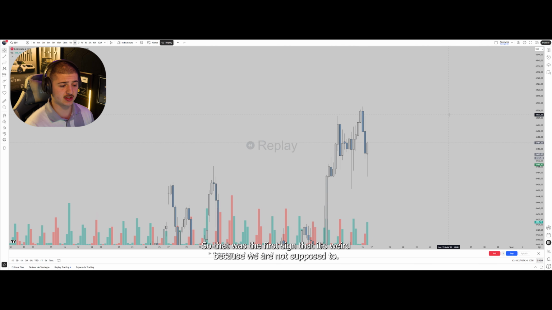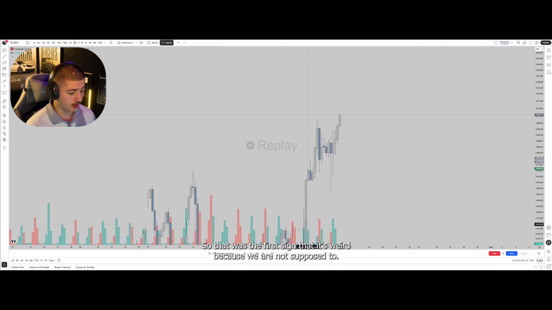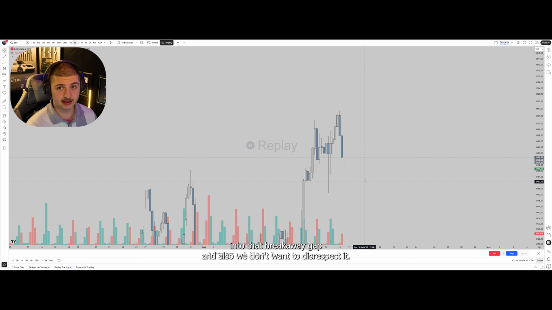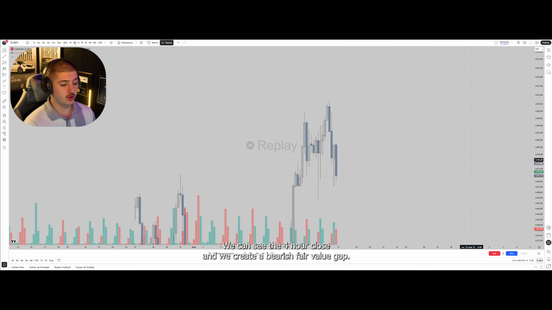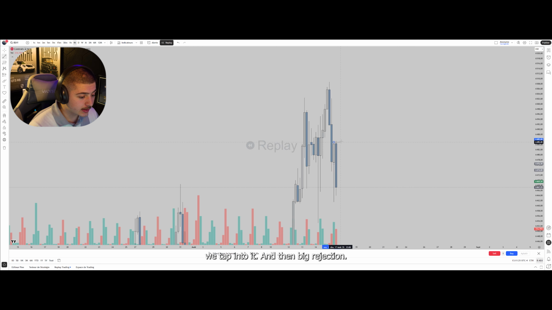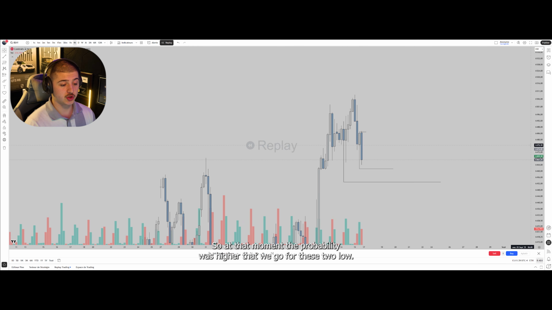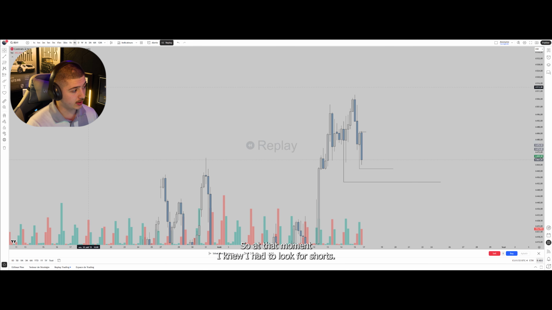So that's the first sign that it's weird, because ideally we don't want to trade back into that breakaway gap, and also we don't want to disrespect it, just like we can see here. And then what happened on market open, around 10, we can see the 4-hour close and we create a bearish fair value gap. We tap into it and then big rejection. So at that moment the probability was higher that we go for these two lows. At that moment I knew I had to look for shorts.